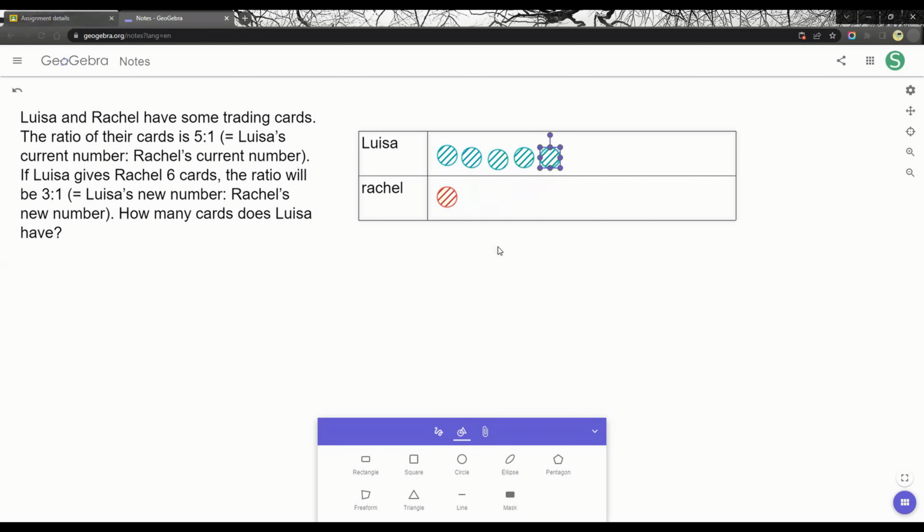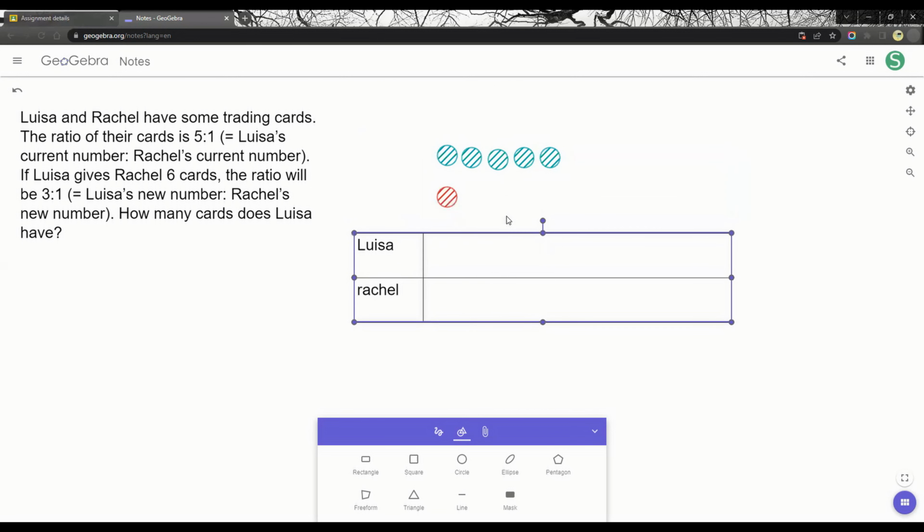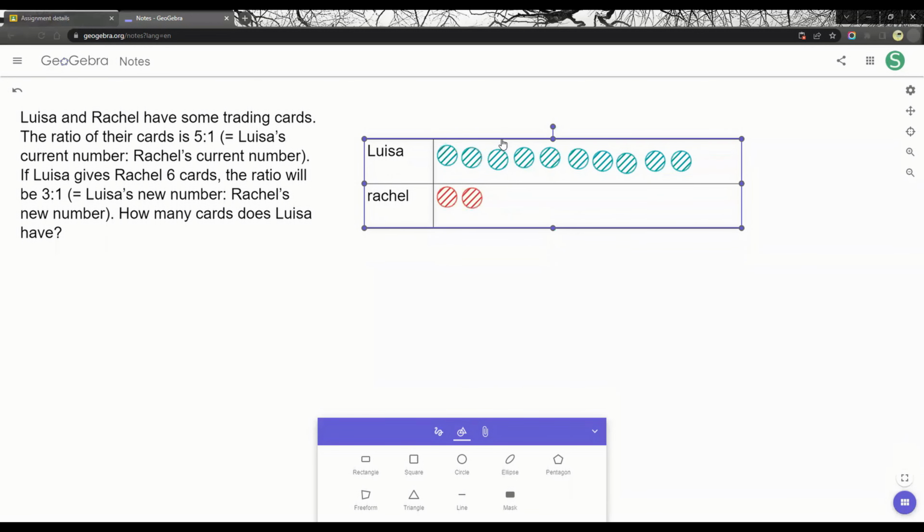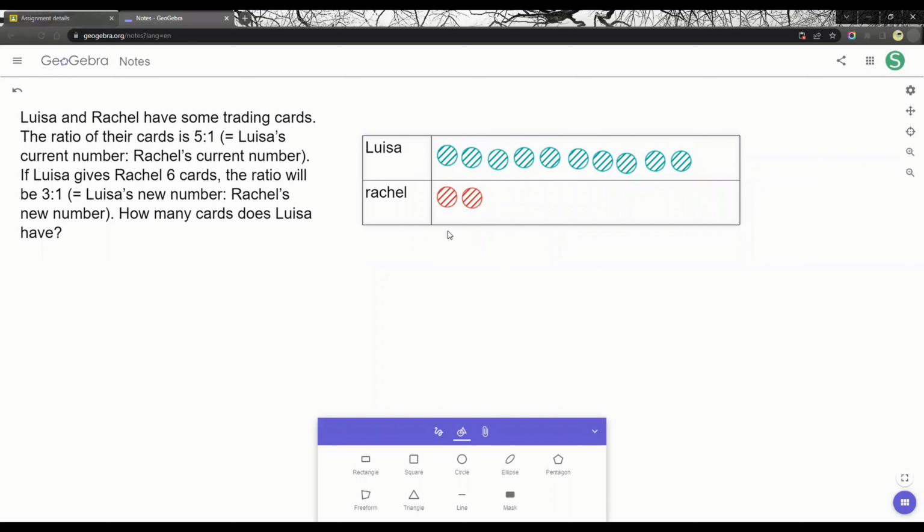What we can do is find an equivalent ratio to try and represent the 3 to 1. The current ratio is 5 to 1, so we can multiply that by 2 to get a 10 to 2 ratio, and then try moving some circles. We've still modeled Luisa and Rachel's current ratio. It's still 5 to 1, since 10 to 2 is an equivalent ratio.